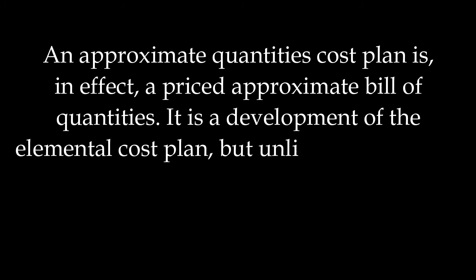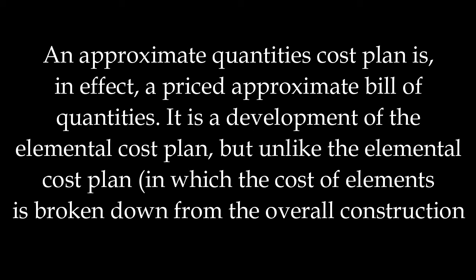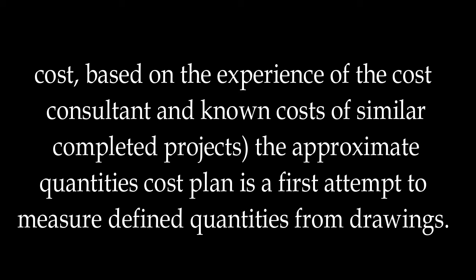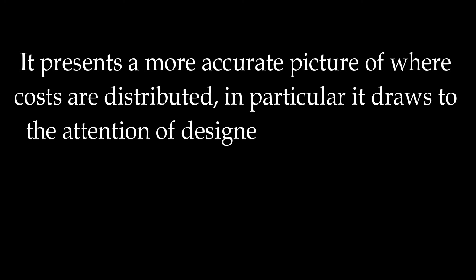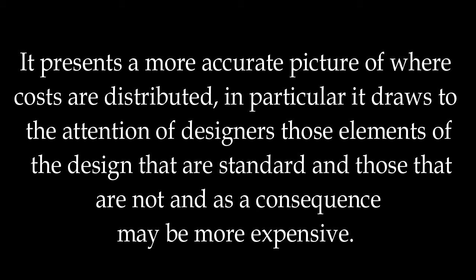An approximate quantities cost plan is, in effect, a priced approximate bill of quantities. It is a development of the elemental cost plan, but unlike the elemental cost plan, in which the cost of elements is broken down from the overall construction cost, based on the experience of the cost consultant and known costs of similar completed projects, the approximate quantities cost plan is a first attempt to measure defined quantities from drawings. It presents a more accurate picture of where costs are distributed.